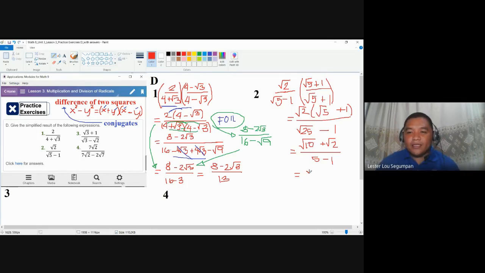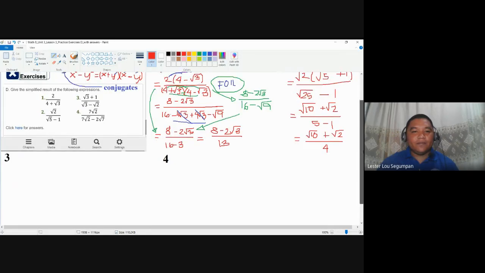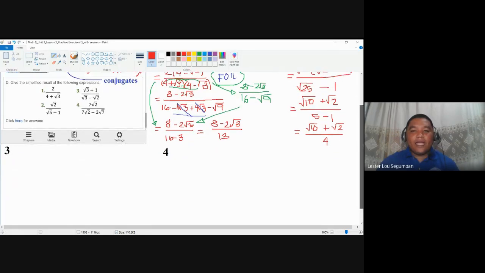So the final answer is square root of 10 plus square root of 2 all over 4. So we have rationalized item number 2 already. Let's proceed to number 3. Number 3 may take a longer period of time because in the numerator, we have here a binomial expression.